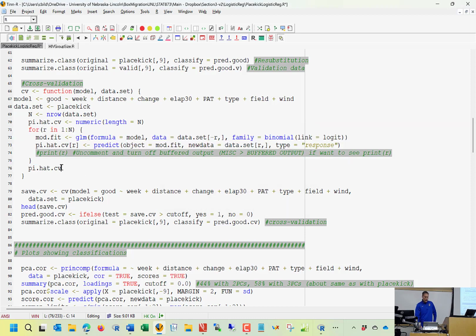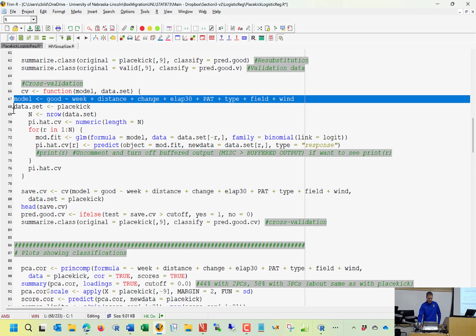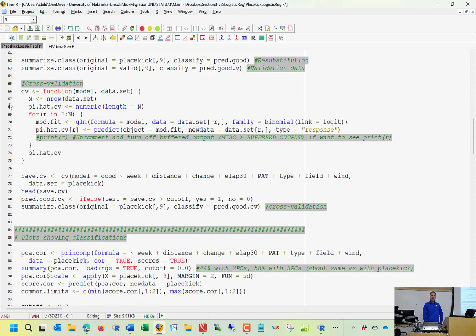And then notice the very last line of the function. This is what I'm returning to the user as the result of the function: all those pi hats. Okay. Any questions about that?